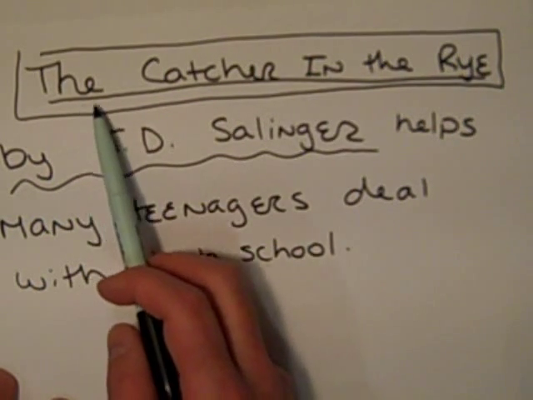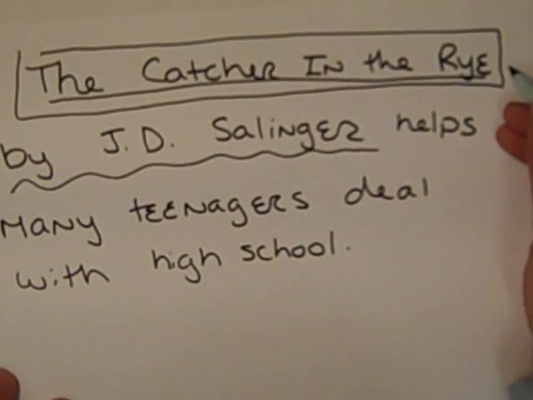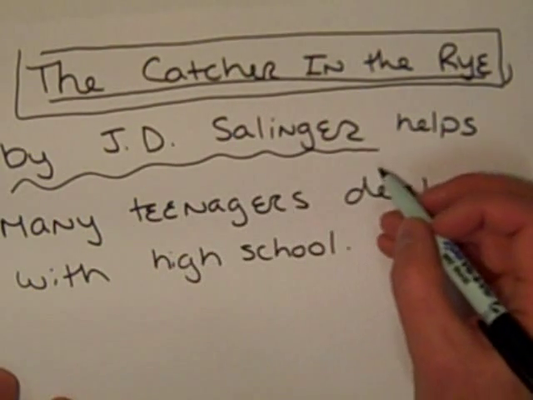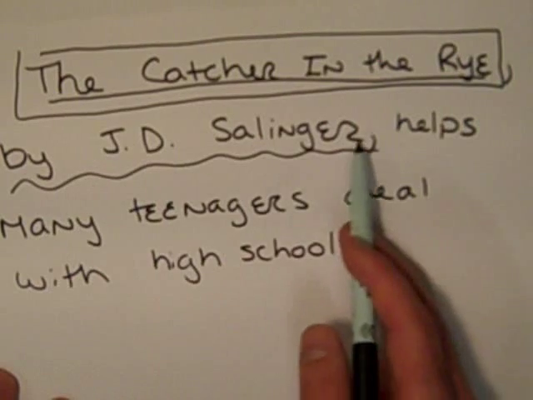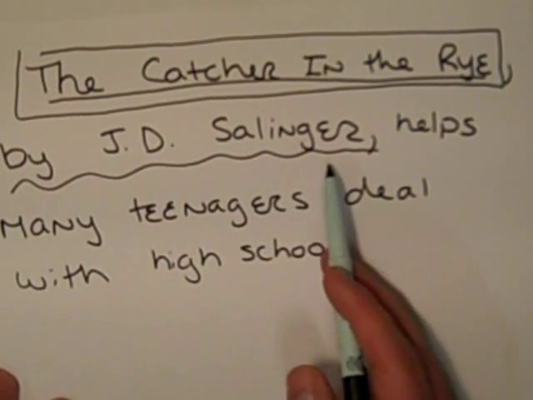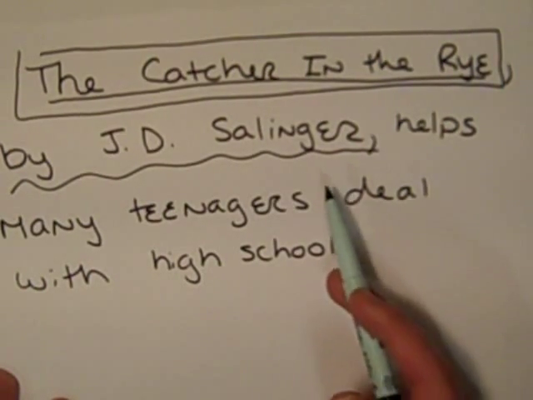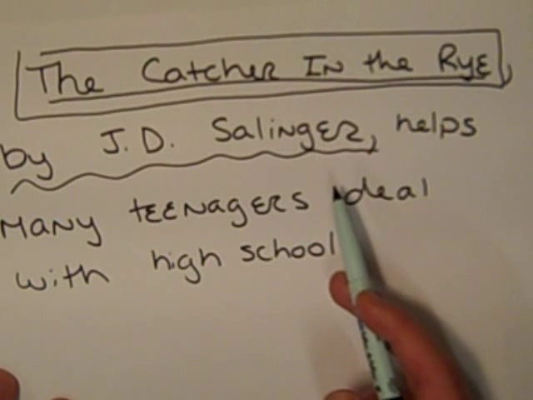And so it should be The Catcher in the Rye, comma, by J.D. Salinger, comma, helps many teenagers deal with high school. Again, you put commas around the squiggly line because it's non-essential information. It's not necessary to identify the noun.